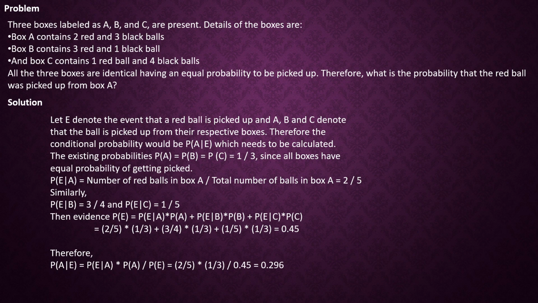Solution. Let E denote the event that a red ball is picked up and A, B, C denote that the ball is picked up from their respective boxes. Therefore, the conditional probability P(A|E) needs to be calculated. The existing probabilities are P(A) = P(B) = P(C) = 1/3, since all boxes have equal probability. P(E|A) is equal to the number of red balls in a box divided by the total number of balls in a box, that is 2/5. Similarly, P(E|B) is equal to 3/4 and P(E|C) is equal to 1/5.